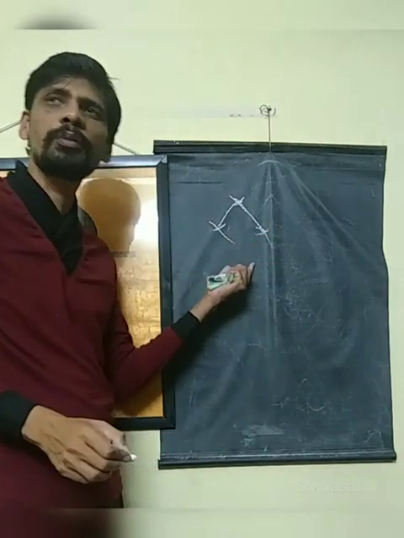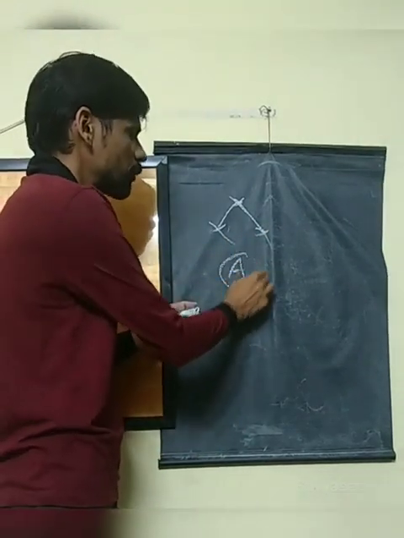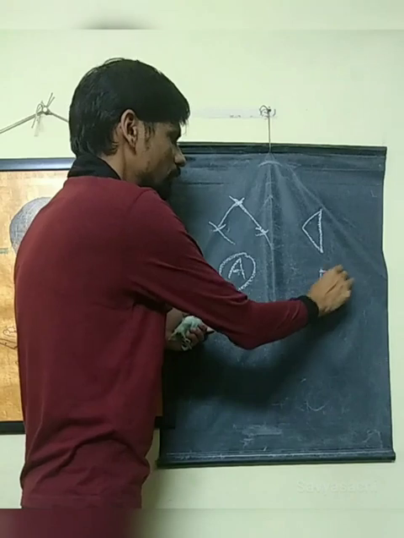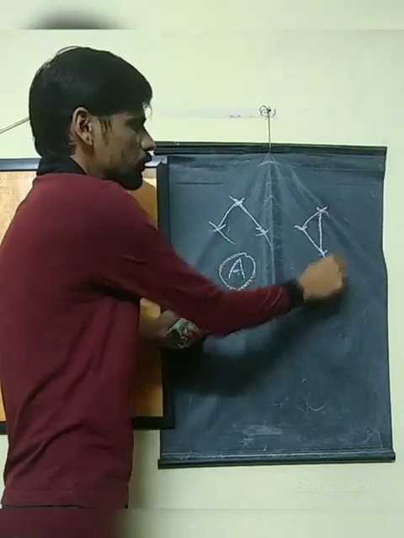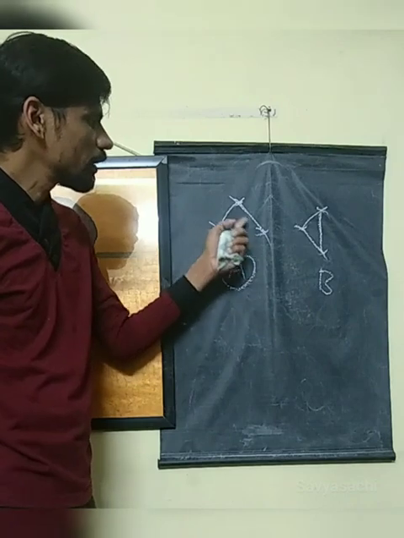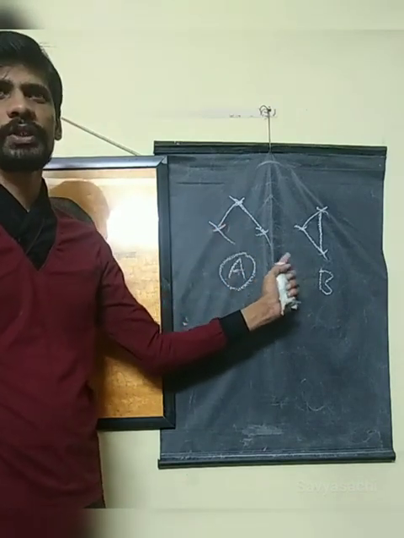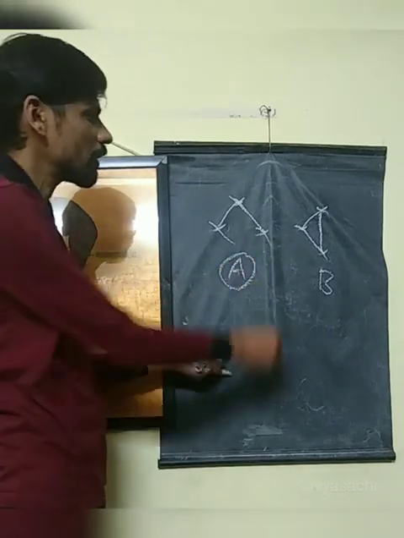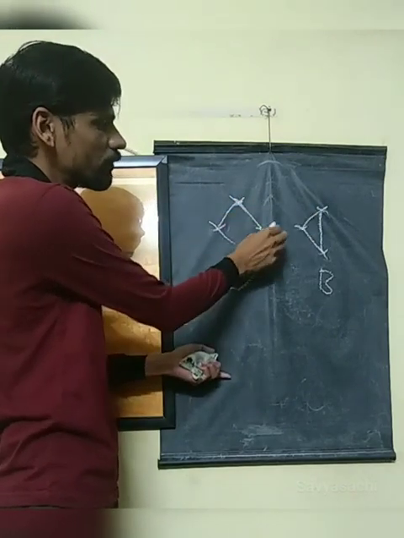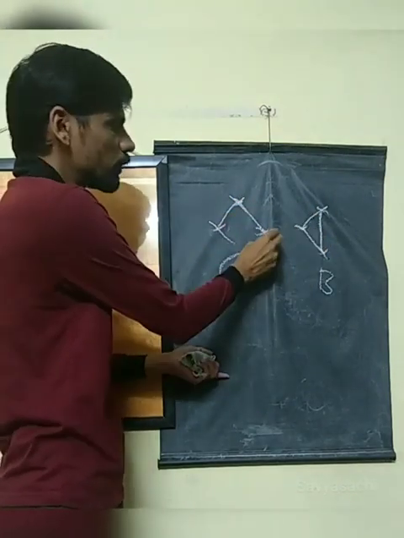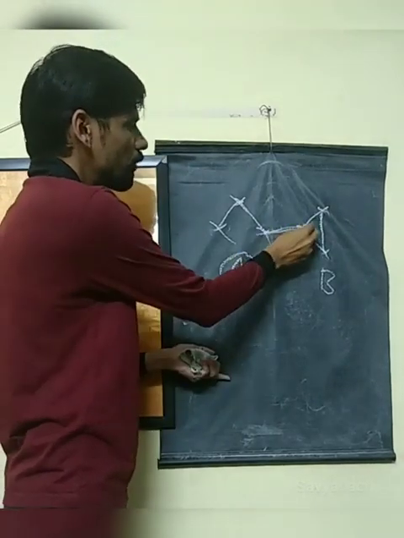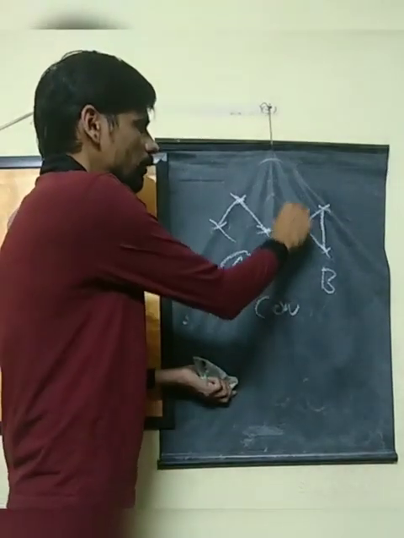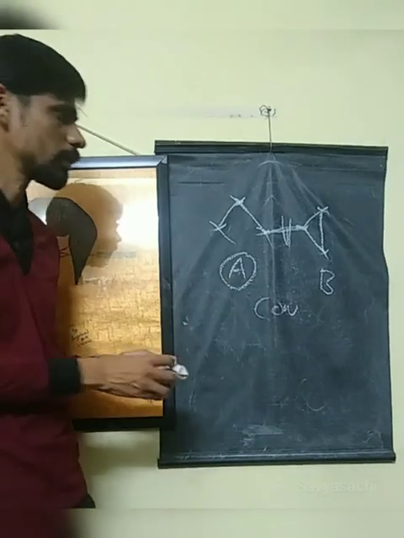For example, I have one graph like this. This graph is named A, and I have another graph like this. This graph is B. These are disconnected graphs because there is no connection between them. To make them connected, we need to connect them from any one vertex, from here or here. Now A and B are connected with this edge. This is a connected graph.